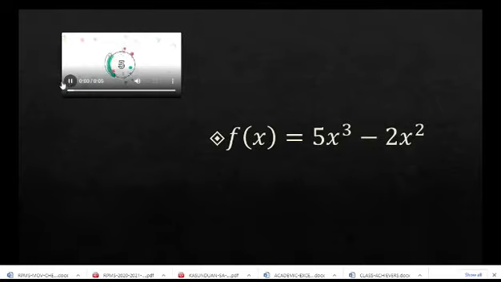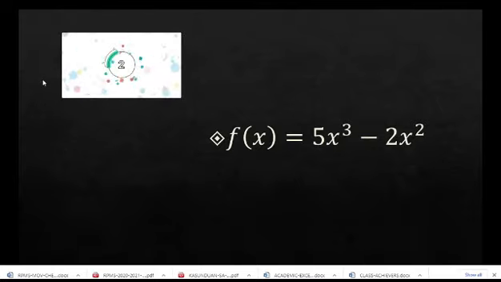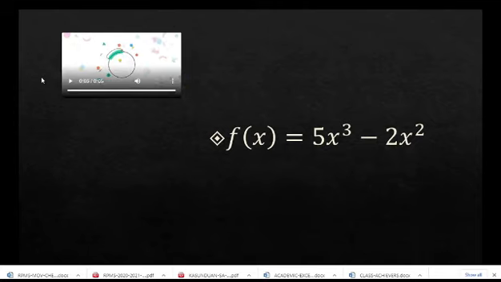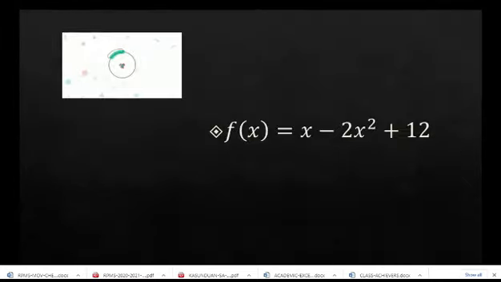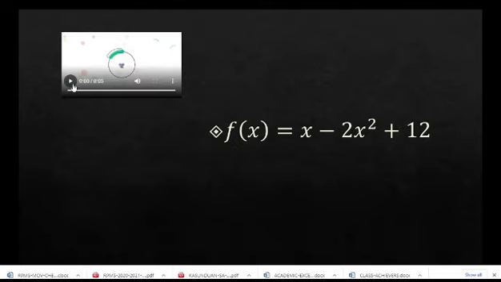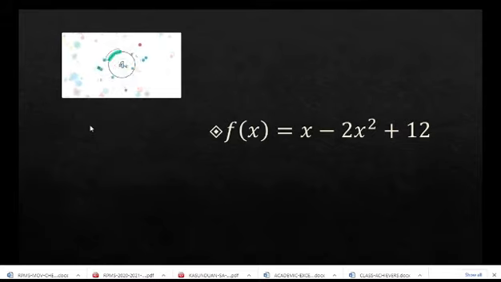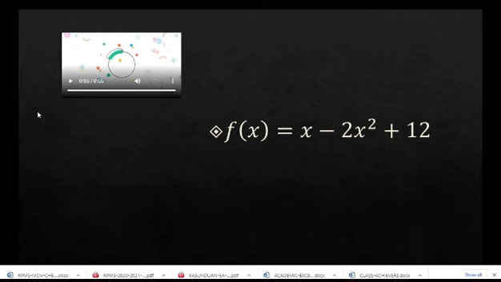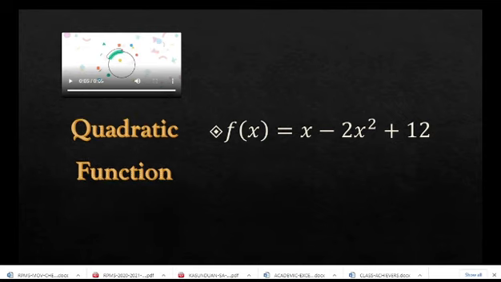Time starts now. Okay. So if your answer is not, you are correct since the highest exponent in this function is 3. And let's have the final one. Your time starts now. Okay, so let us observe. Okay, so if your answer is, it is a quadratic function, you are correct again, since the highest exponent of this function is 2. You are good.